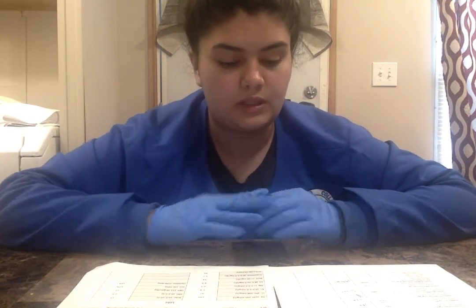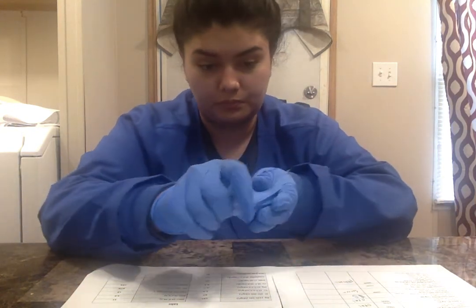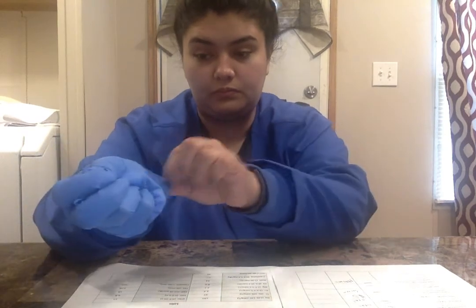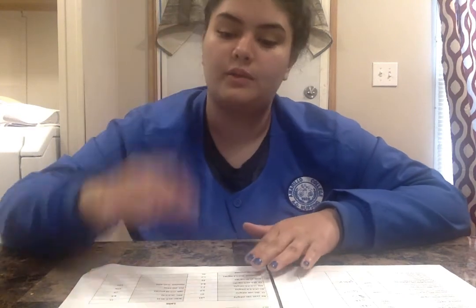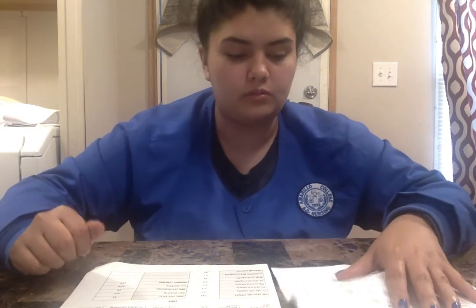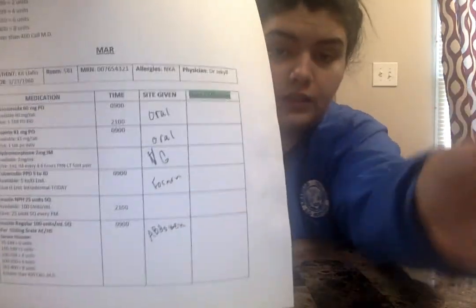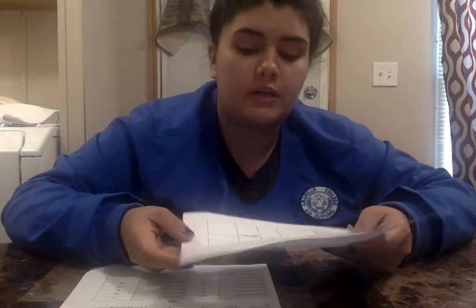So now that I'm done administering my medication, I am going to take off my gloves. I'm going to throw them in the trash. I am going to clean up the patient's room. I am going to go to my documentation. I'm going to make sure that I document the route that I administered the drug. So for furosemide, I'm going to document that it was an oral medication. I'm going to document any fluid that the patient drank. On the aspirin, I'm going to document it was an oral medication. I'm going to document any fluid that she took.